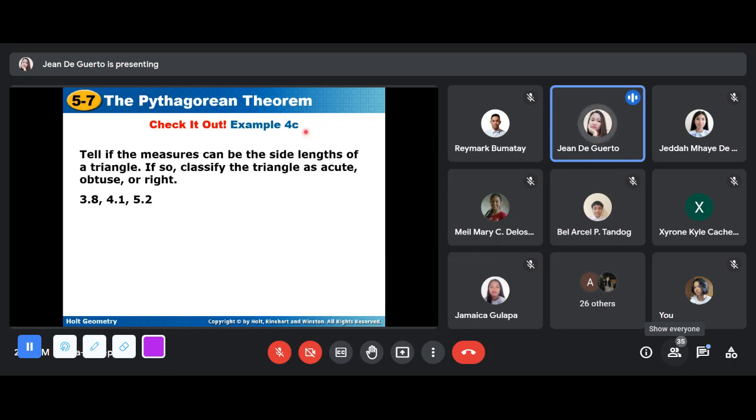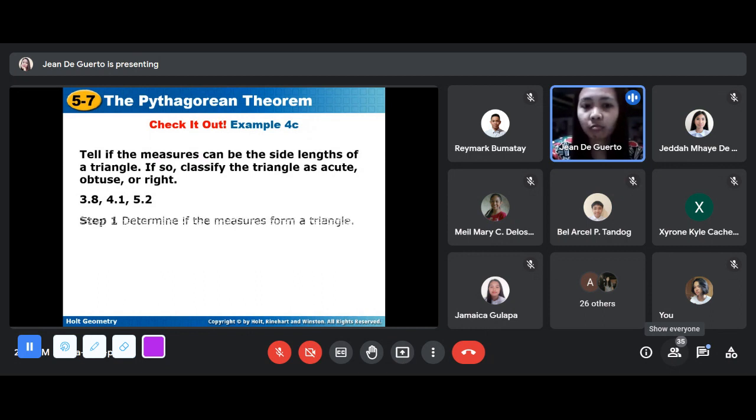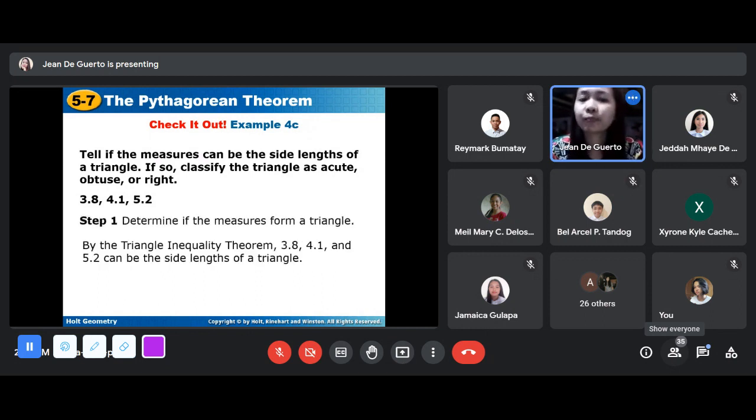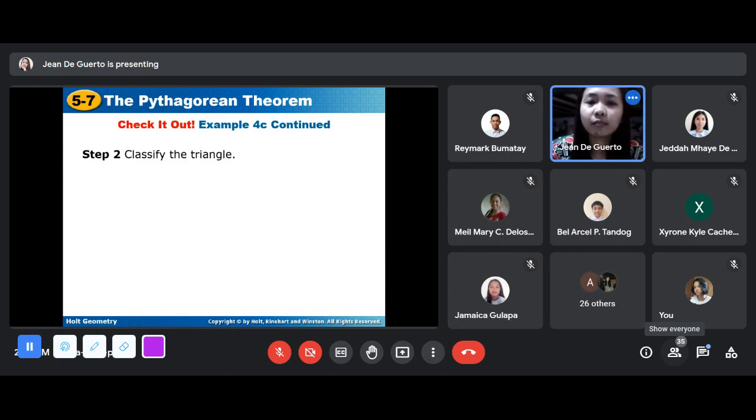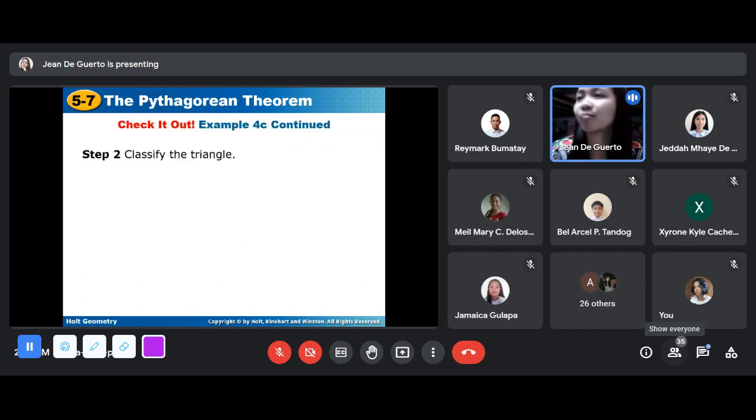So, sides ba ng triangle yan? Yung 3.8, 4.1, and 5.2? Yes, ma'am. So, we can proceed to step 2. Yes, kasi 3.8 plus 4.1, that is 7.9. It is greater than 5.2. So next na lang is for us to classify whether the given measures are sides of an acute, right, or obtuse triangle.